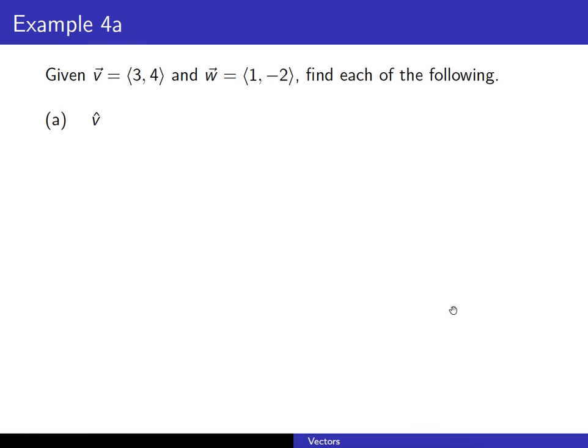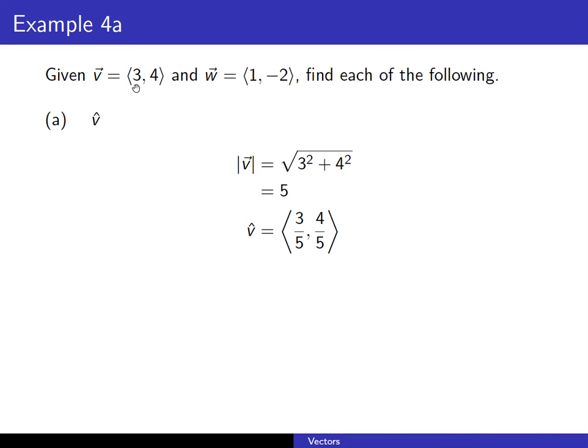So example 4a, a little bit of work with unit vectors here. Given that vector v is <3, 4> and w is <1, -2>, those are the same vectors we saw in the last video that we added and saw the result geometrically. Find each of the following. We want the unit vector for v, or v hat. First thing we need to do is find the magnitude of vector v. Here I'm using the single absolute value bars: 3 squared plus 4 squared, we take the square root of that, and we get the square root of 25, which is 5. Now all we have to do is divide each of the components, 3 and 4, by 5. Simple as that. So <3/5, 4/5>.